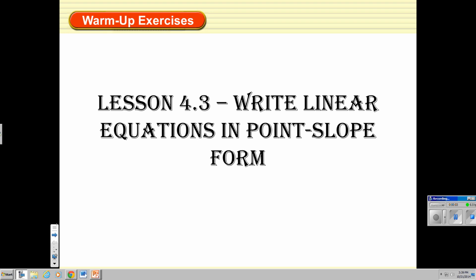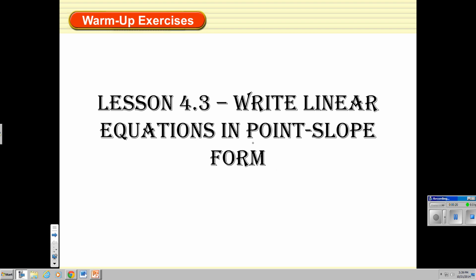Okay, Chapter 4, Lesson 3. Write linear equations in point-slope form. Okay, we're adding another form. I'm so sorry, but we'll practice these forms. This is the last thing we're adding for a while. We're going to take a couple of days of review. So let's talk about point-slope.